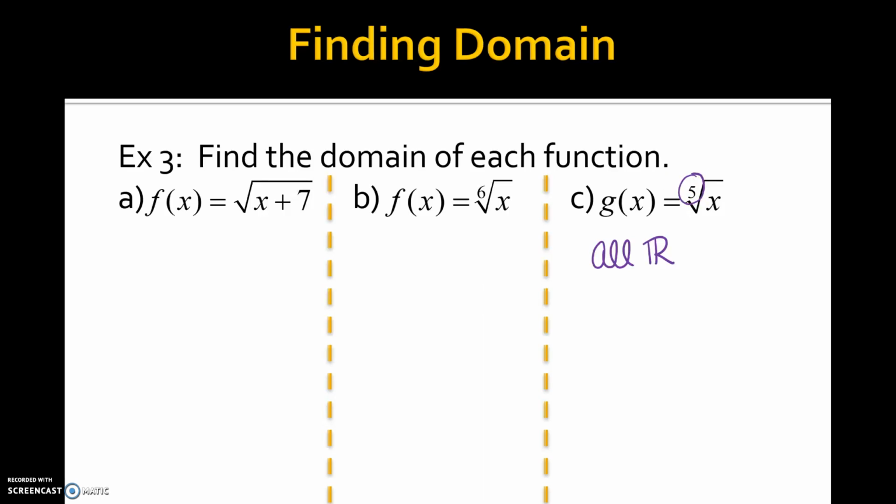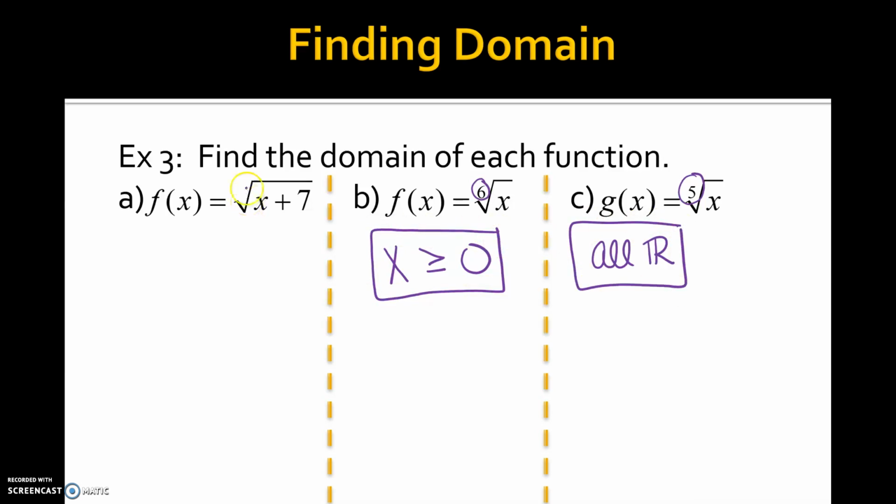Now let's go backwards and look at B. B has an even index. So we take the stuff under the radical, which in this case is just x, and put it greater than or equal to 0. Then we would need to solve that inequality. Guess what? That one is done.